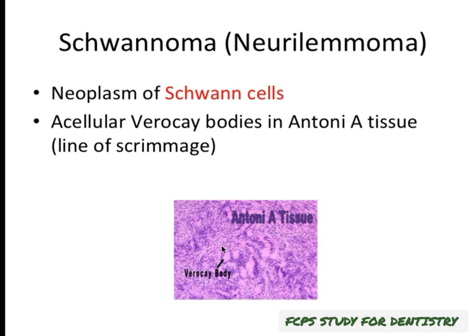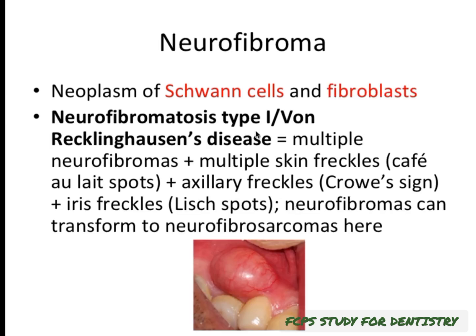So next we have neurofibroma. If we're looking at the name here, the roots of something nervous and something fibrous, neurofibroma is a neoplasm of Schwann cells and fibroblasts. So that makes a whole lot of sense, thankfully.